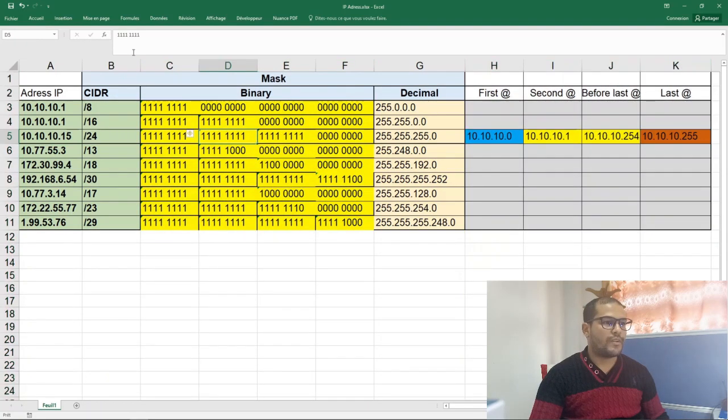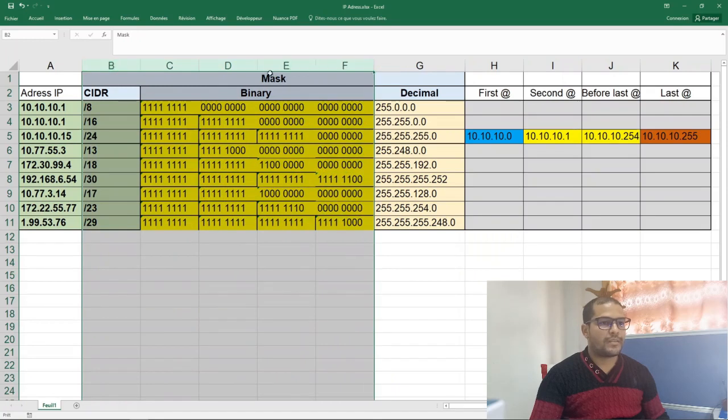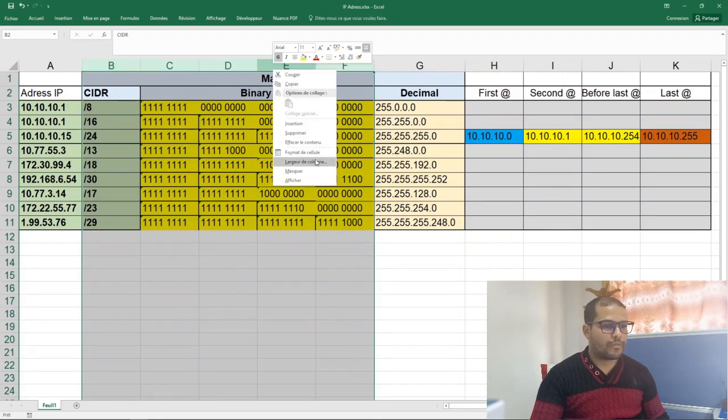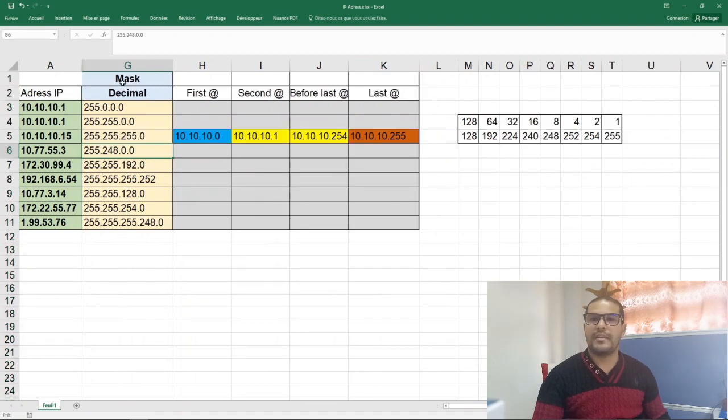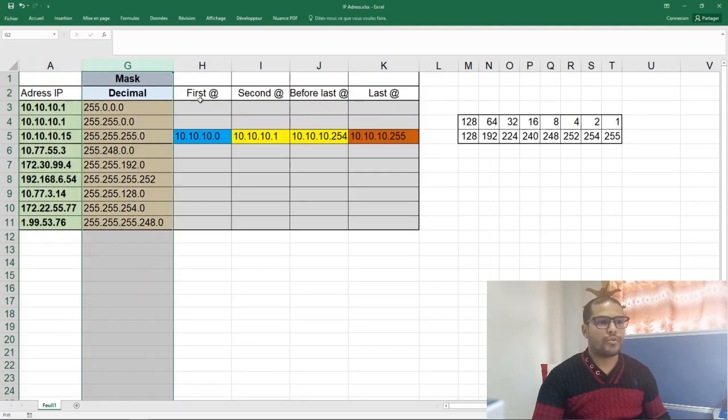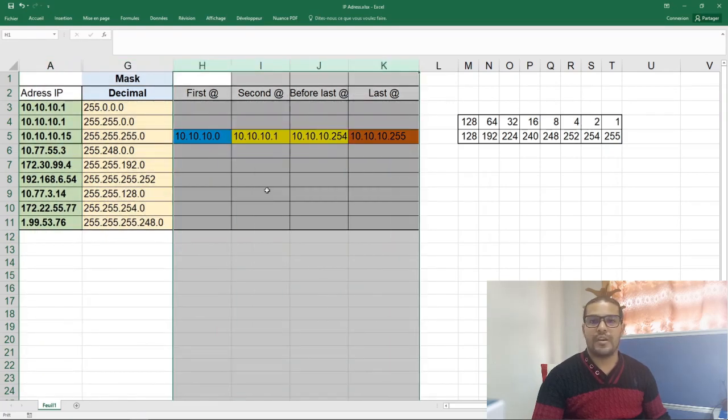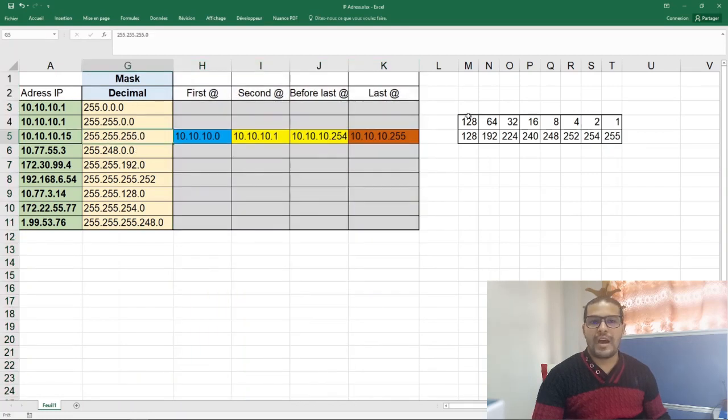Here in this tutorial, I'm gonna hide the binary and the CIDR form. Okay, mask. I'm gonna hide it, and I'm gonna use the IP address in the decimal form and the mask in the decimal form to find the range of addresses of the network. And this is done using our helper table that we used the last time to convert the mask from the binary form to the decimal form.